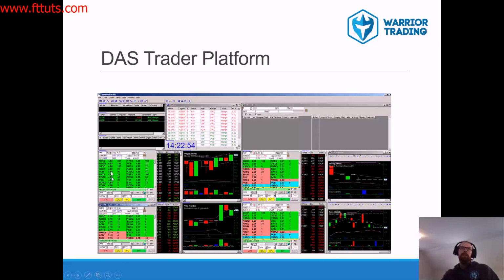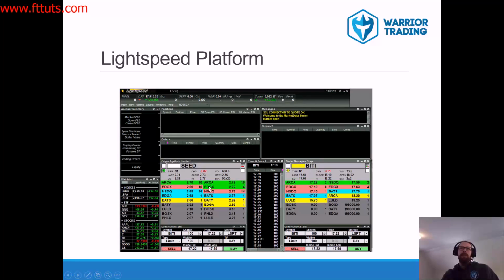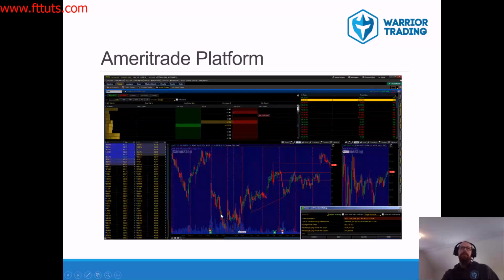The Speed Trader platform or the Dash Trader platform, you've got your level 2 here, your buy and sell buttons, kind of account info. Here you go with Lightspeed, you've got the buy, the sell, account info over on the side, level 2. Here's Ameritrade. This is a little different. Ameritrade is not always as intuitive, but this is a pretty advanced platform as well.